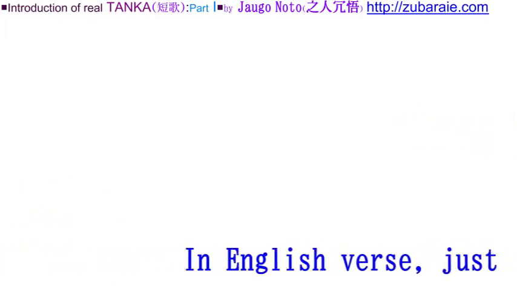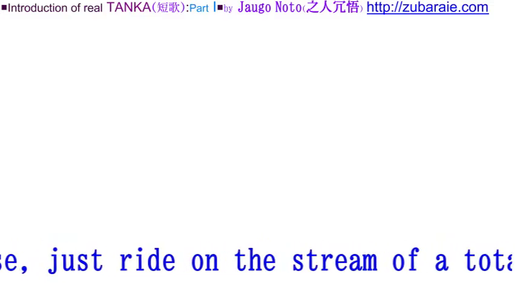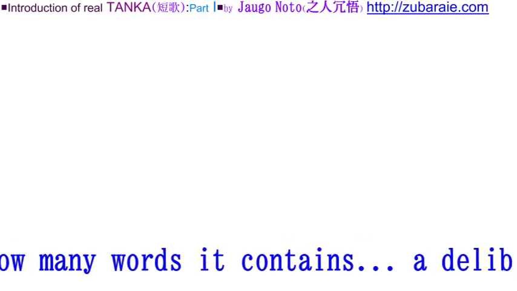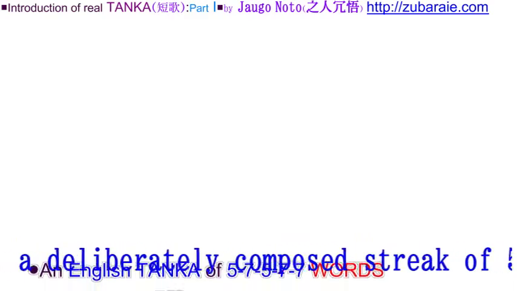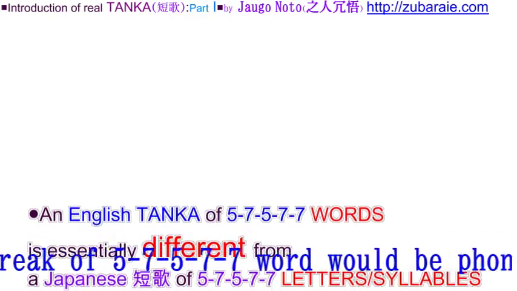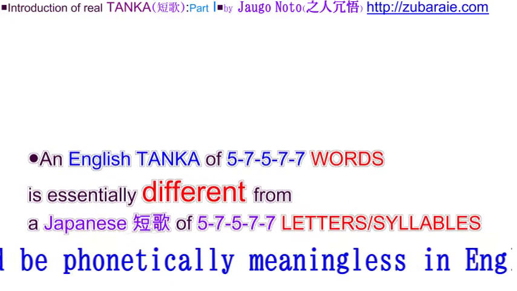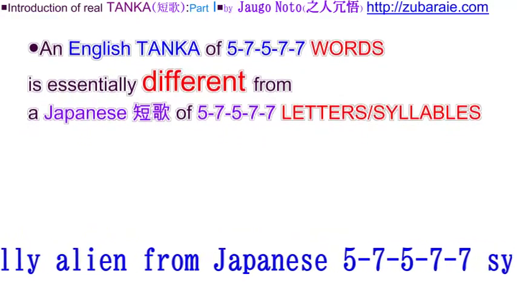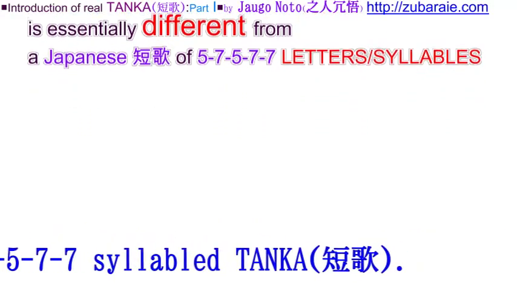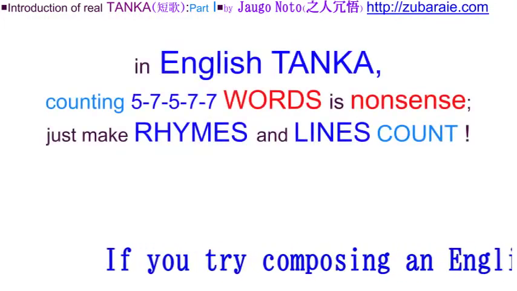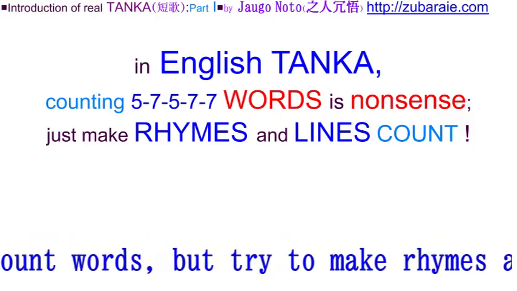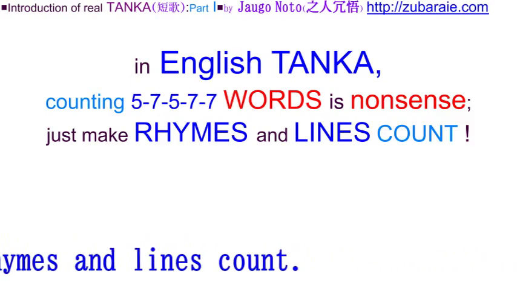An English verse just rides on the stream of a total line, ignoring how many words it contains. A deliberately composed streak of 57577 words would be phonetically meaningless in English and fundamentally alien from Japanese 57577 syllabled tanka. If you try composing an English poem at all, never count words, but try to make rhymes and lines count.